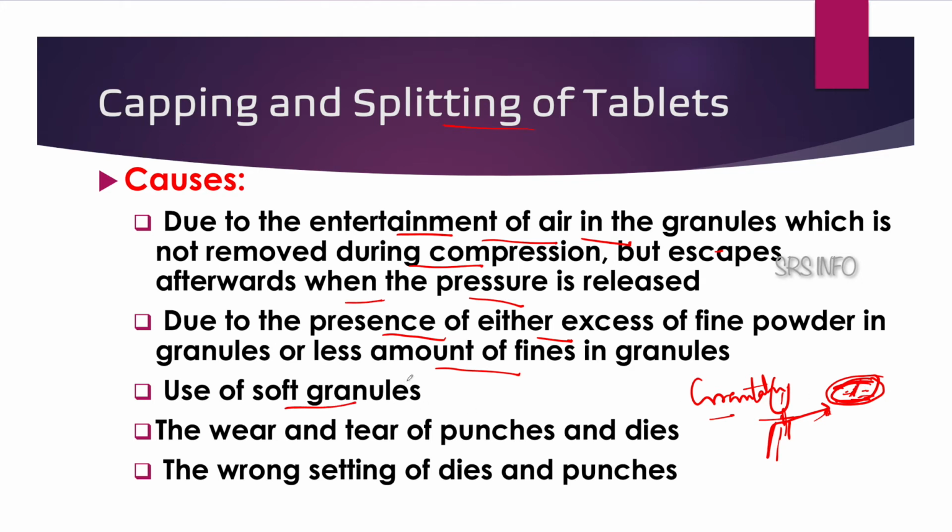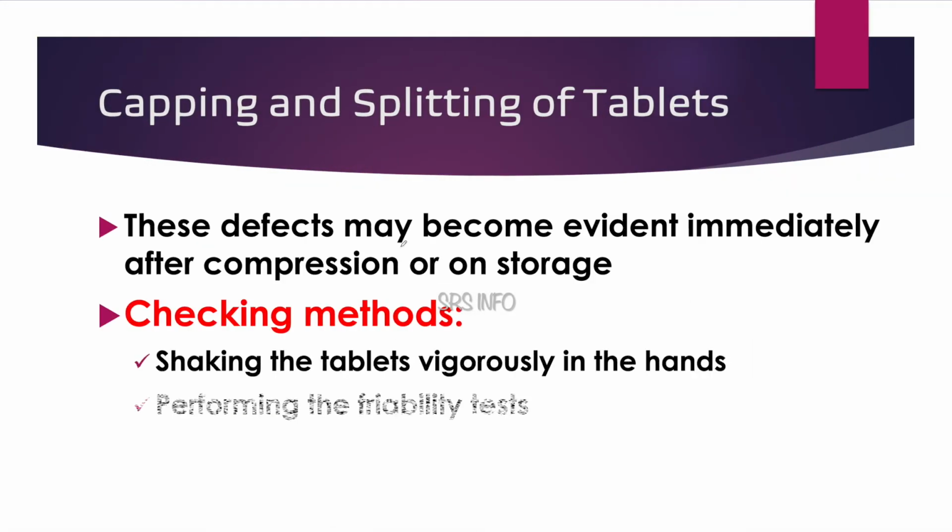Use of soft granules, again the same is repeating. The wear and tear of punches and dies and the wrong setting of dies and punches. If the punches and dies are not settled in the proper way, the screws are not fitted, or not fitted in the same direction, in both these cases the capping and splitting can occur. These defects may become evident immediately after compression or on storage. The splitting of a tablet can be found out immediately after compression or at the time of storage.